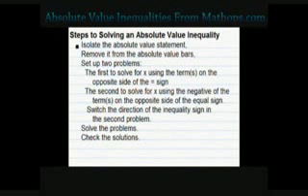The steps to solving an absolute value inequality are to isolate the absolute value statement, remove it from the absolute value bars, set up 2 problems. The first is solve for x using the term or terms on the other side of the equal sign. The second, to solve for x using the negative of the term or terms on the opposite side of the equal sign. Switch the direction of the inequality sign in the second problem. Solve the problems, check the solutions.